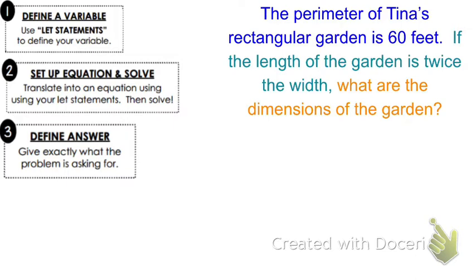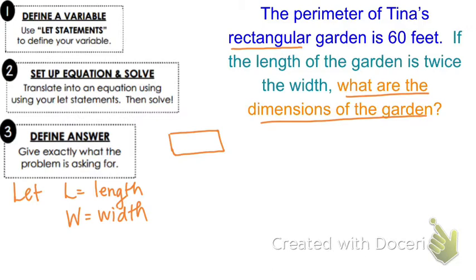So when they're asked to define the variables, I always look at the question because variables are unknown numbers. So what don't we know? We don't know the dimensions of the garden. And this is a rectangular garden, so that's going to be our length and width. So I'm just going to call that L and W. Now let's start to set up the structure of our equation, and then we can fill in the numbers.